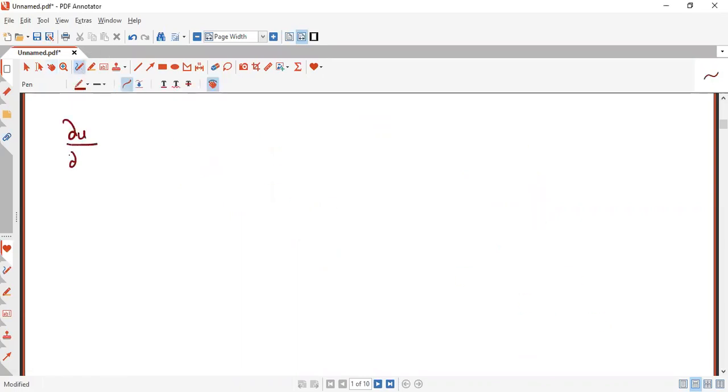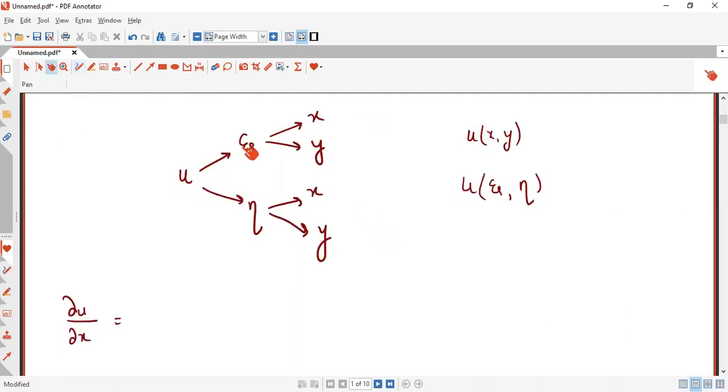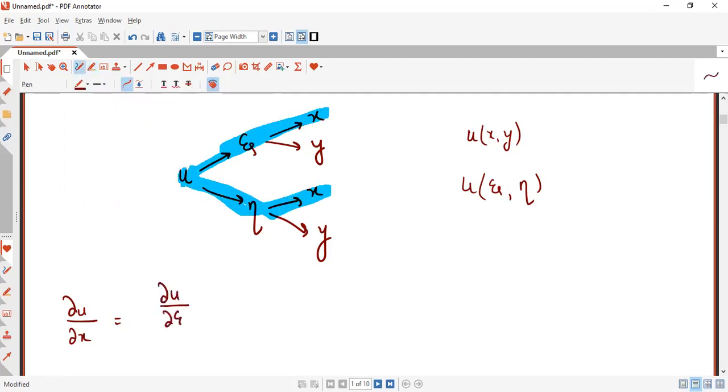Del u by del x, if you have to find. You know very clearly u is in terms of xi and eta, right? And you are differentiating with respect to x. So you have to reach from here to here and from here to here, right? So that means first you will differentiate with respect to xi, and this xi with respect to x, plus, now let's talk about eta. There's another variable now. Del u by del eta into del eta by del x, because eta is also in terms of x and y, right?